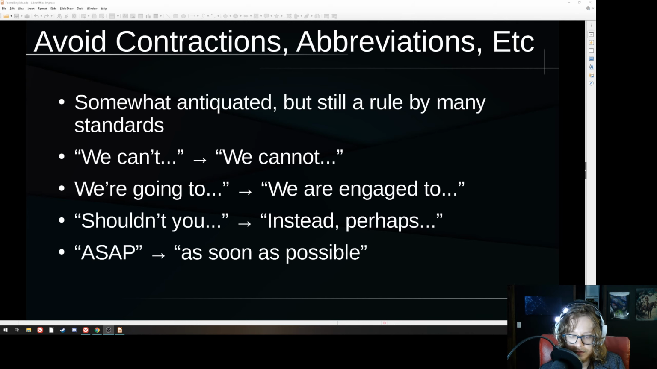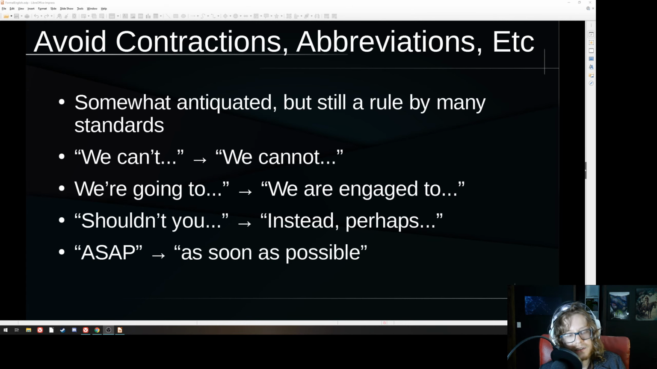Shouldn't you? Well, shouldn't you sounds a little demanding, a little snippy there, guy. Shouldn't you? We would never do that. We would say instead, perhaps you should do it this way. But again, should. No, that's too much. Instead, perhaps consider doing it this way. There we go. Now it's formal. Right, so shouldn't you? Too pushy, too aggressive.